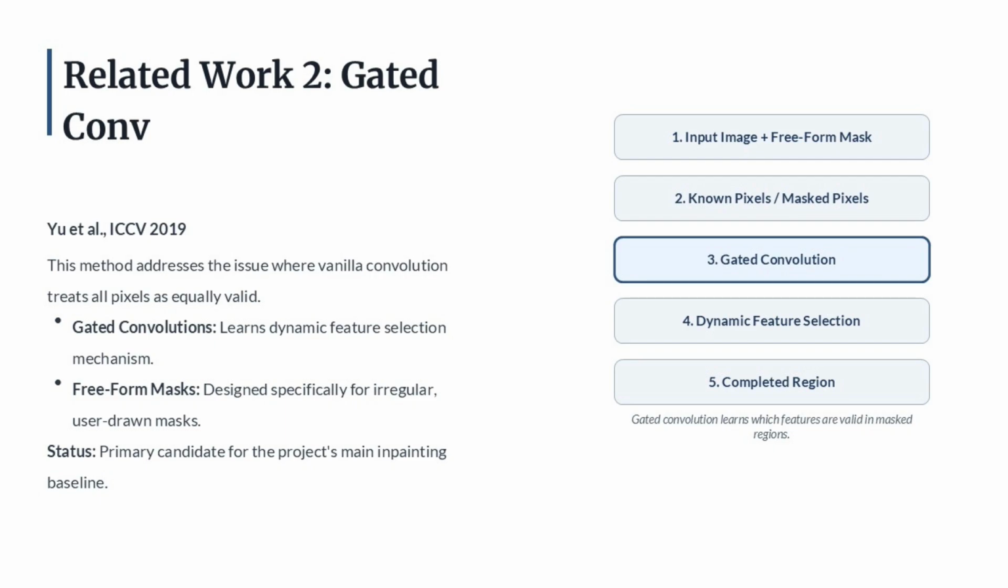A key problem in image inpainting is that vanilla convolution treats all pixels as equally valid. However, in an inpainting task, known pixels and masked pixels should not be treated in the same way. Known pixels contain valid image information. Masked pixels are missing or uncertain. Gated convolution addresses this issue by learning a dynamic feature selection mechanism. It allows the model to learn which spatial features are reliable during inpainting. For this reason, gated convolution is the primary candidate for the main baseline in this project.